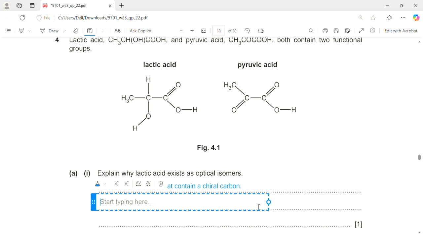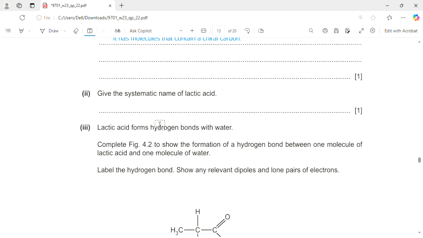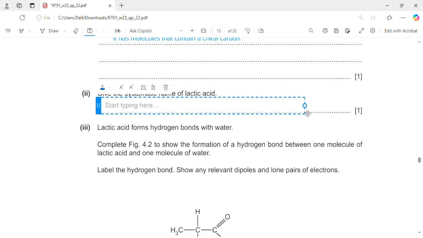I think, yes, the systematic name of lactic acid is 2-hydroxypropanoic acid. Okay, we have done with part 2.